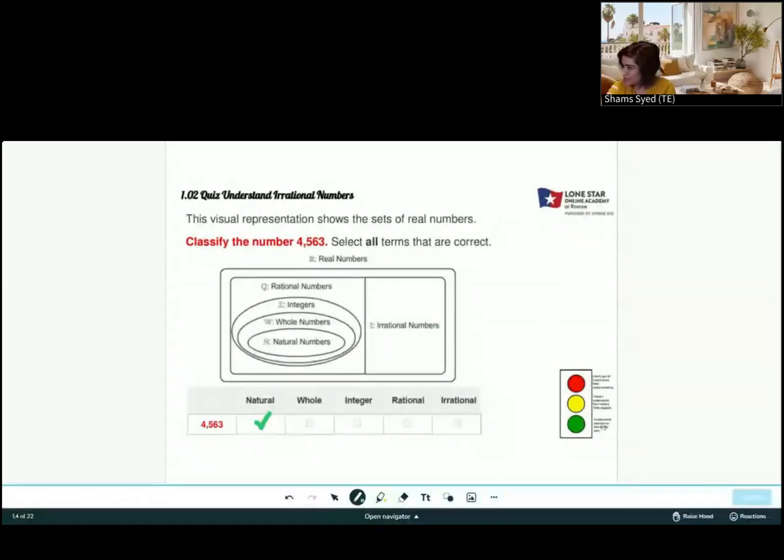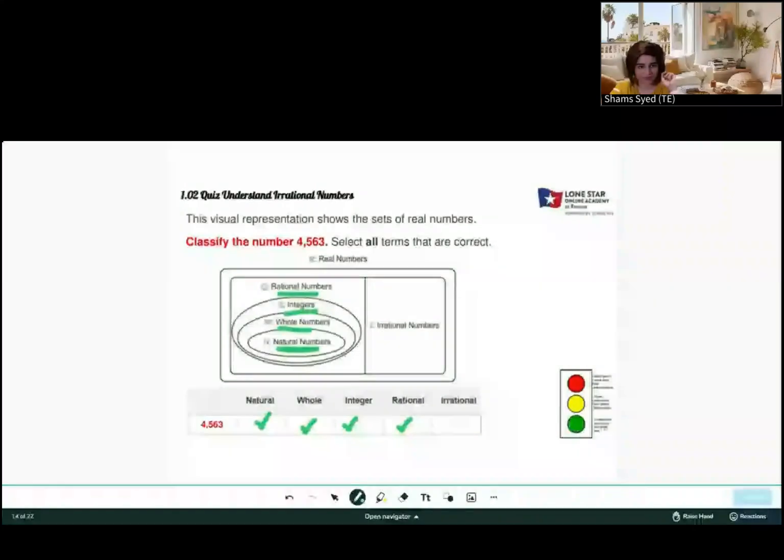Shamir says all of them except irrational. If something is going to be natural, it's part of whole, integers, and rational. If something is natural, it's already part of whole, integer, and rational. I feel like it's now becoming a tongue twister. Rational, right? Because you can see they're all inside. That is why. And rationals can never be irrational. So not irrational, but everything other than that.